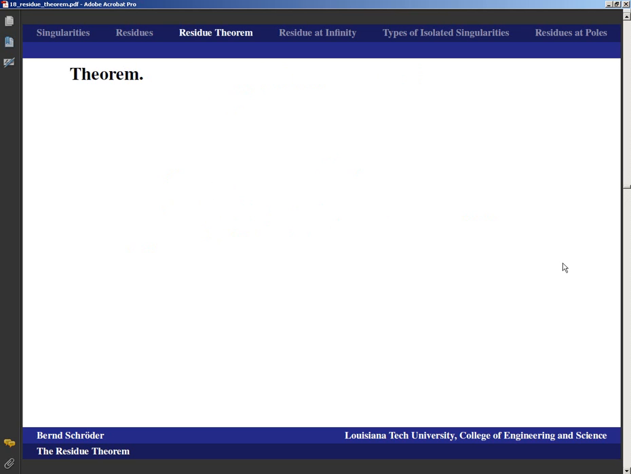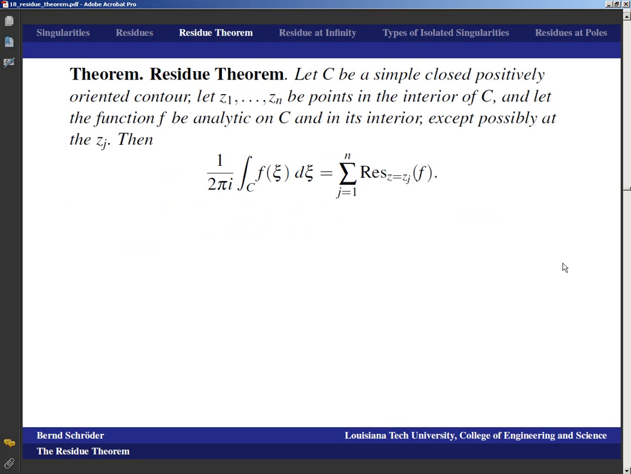Again, we apply the preceding theorem. Okay, so the residue theorem now puts that together in a context when we've got more singularities. So we take a simple closed positively oriented contour, we let z1 through zn be inside the contour, and we let f be analytic on the contour and in its exterior, except possibly at the zj's.